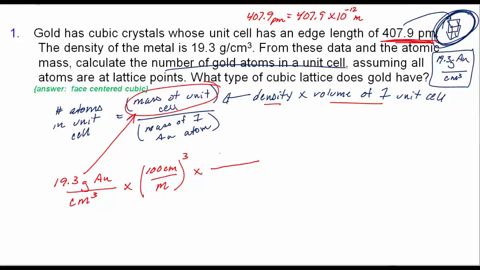So let's take this times 407.9 times 10 to the negative 12 meters. We have to cube it. All right, let's make sure our units are canceling out here, otherwise we're messed up. Centimeter has to cancel out 3 times. There it is, cancel out 3 times. Meter has to cancel out 3 times, and it does. So we'll get grams of gold.